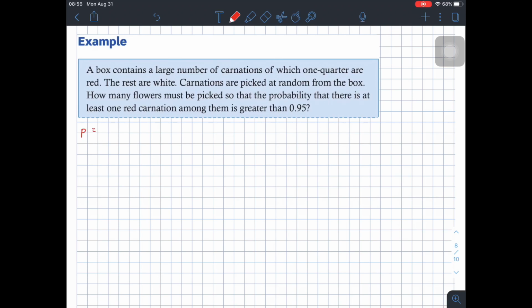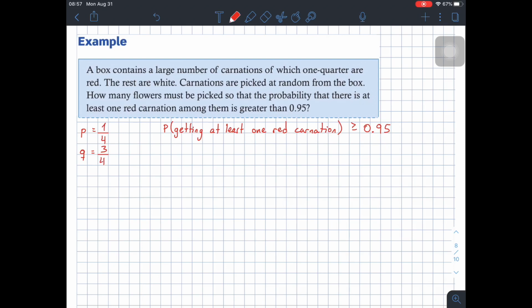The probability is equal to 1/4, right? That means that the value of Q, which is the probability of failure, would be 1 minus 1/4, which is 3/4. Okay? So, let me write the information here. We know that the probability of getting at least one red carnation must be a value which should be greater or equal than 0.95. That's what we want, right?